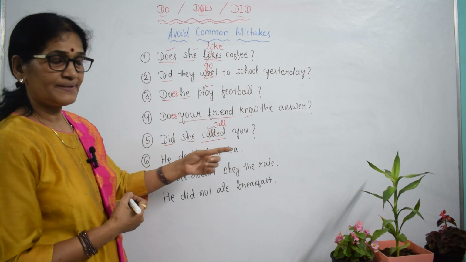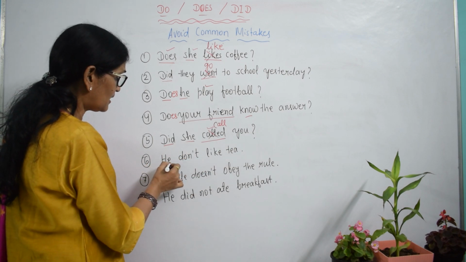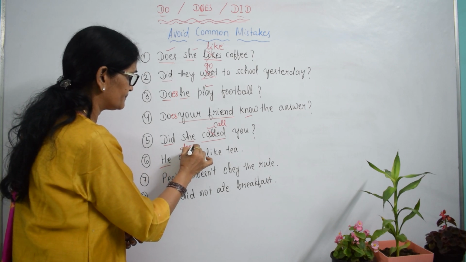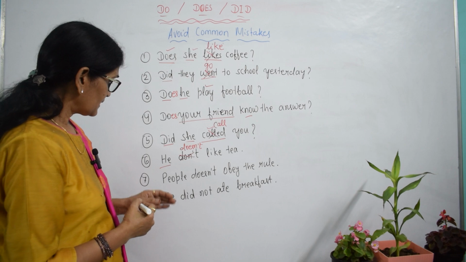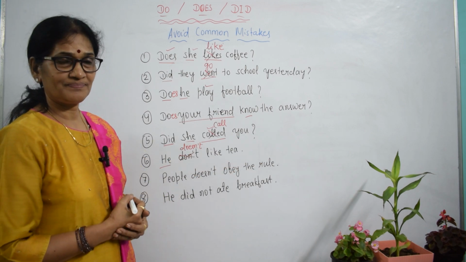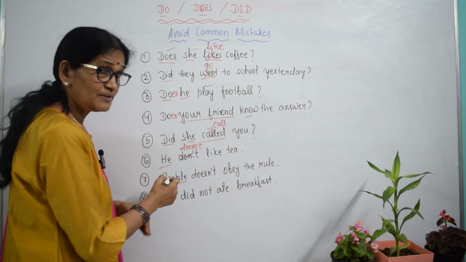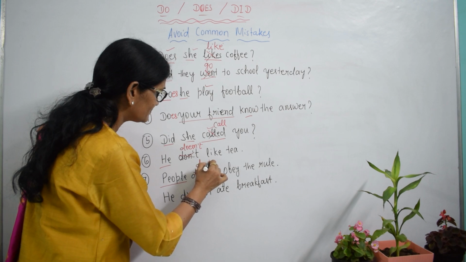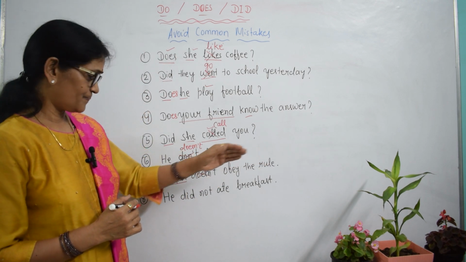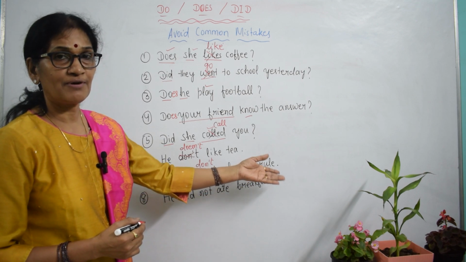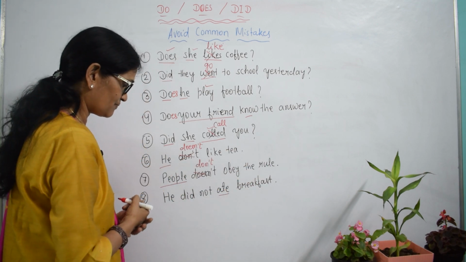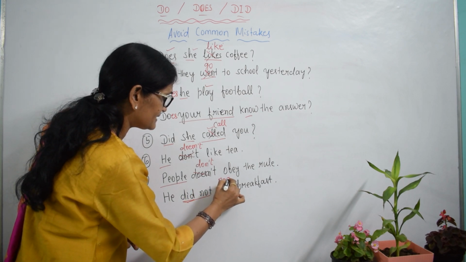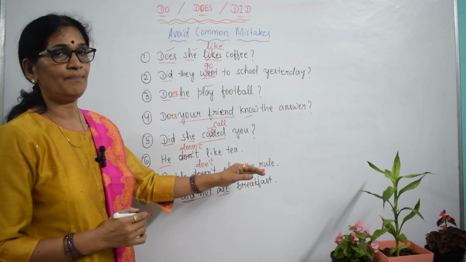He don't like tea. He is third person singular, not don't, doesn't. Okay. People doesn't obey the rule. People is a third person plural subject, with plural, not doesn't, don't. People don't obey the rule. He didn't ate breakfast. Ate is the simple past verb. Didn't takes the base form of verb, right? Eat. He didn't eat breakfast.